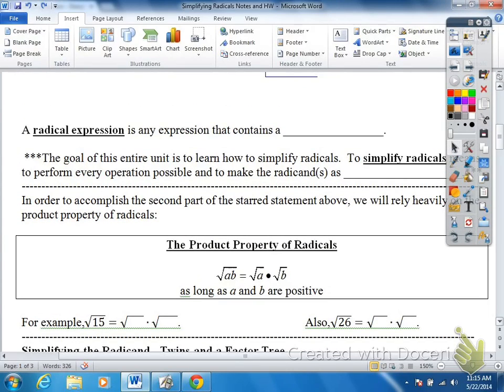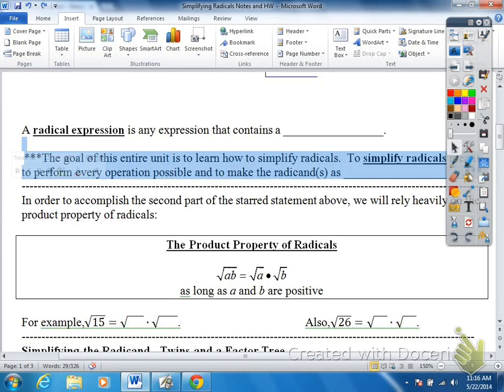And I already stated this, but I'm going to point this out one more time in this section right here. The goal of this entire unit is to learn how to simplify radicals. To simplify radicals is to perform every operation possible and to make the radicals as small as possible. Small as possible, that's what we're looking for there. We are, again, just trying to simplify those square roots.